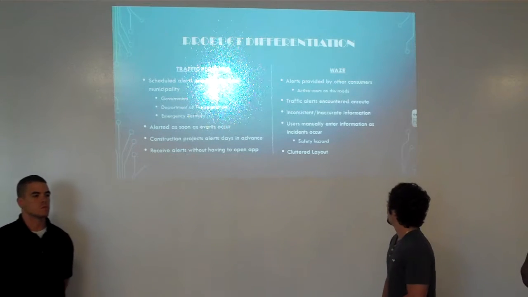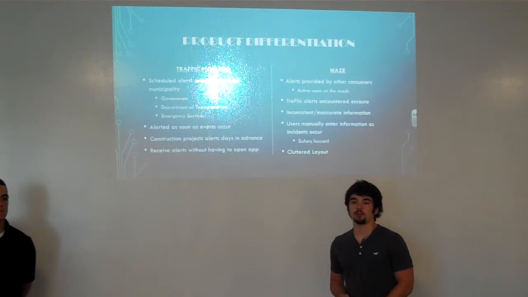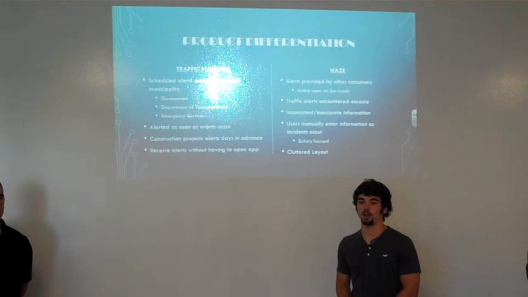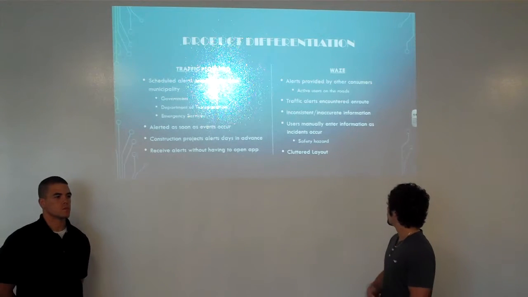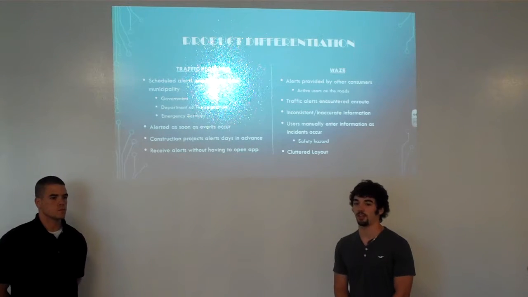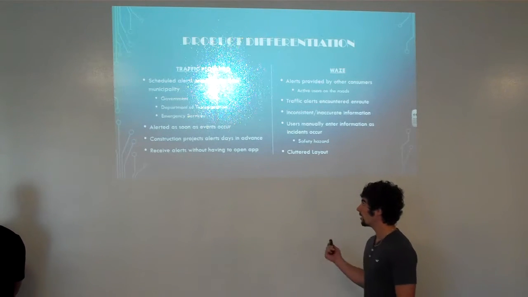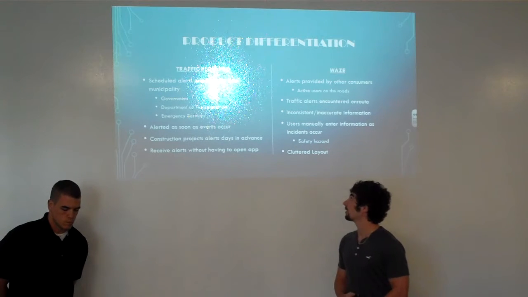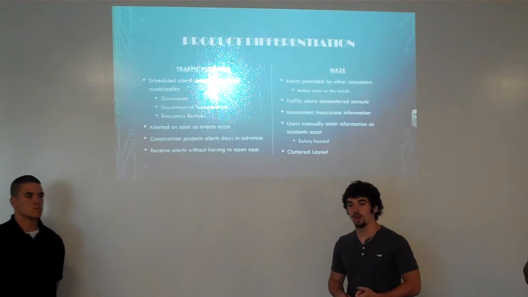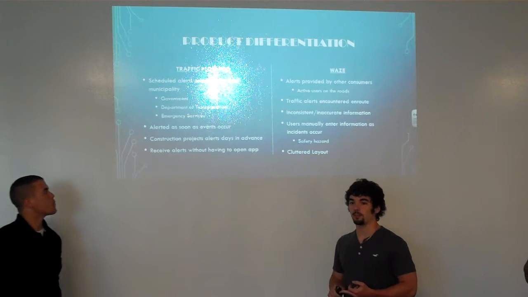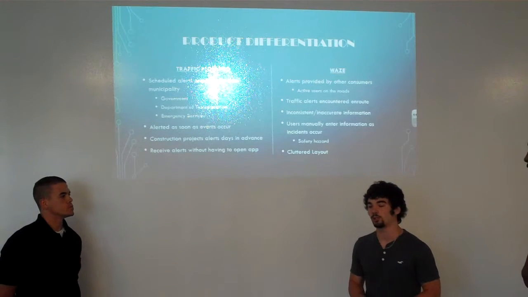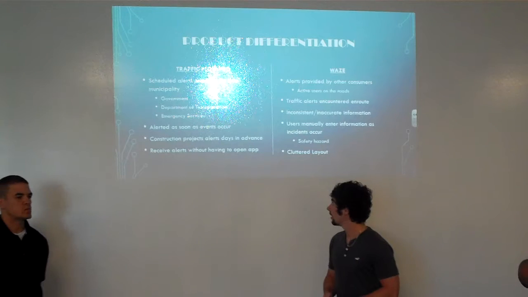The information is inconsistent and inaccurate. Consumers are putting those hazards in there, but you don't know when they're cleared up. Users manually enter this information as incidents occur, oftentimes while they're driving, so that can be a safety hazard. To differentiate, we want these alerts provided by the municipality. So when a wreck happens, like we discussed earlier, that is communicated right away to users so they know the severity of that wreck and when traffic flow returns to normal.